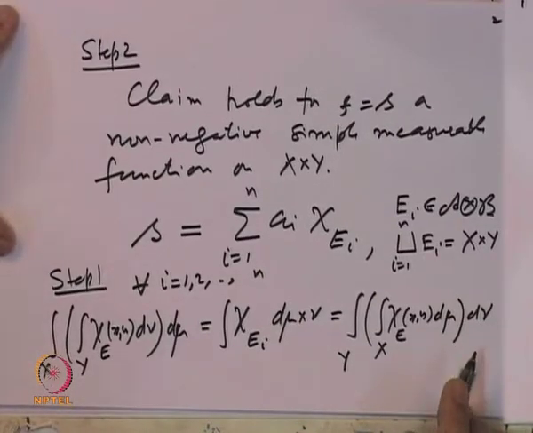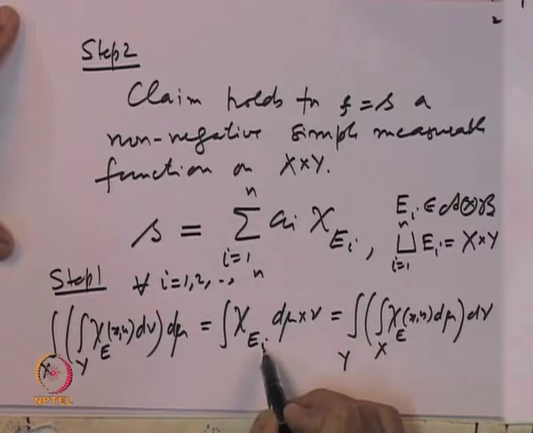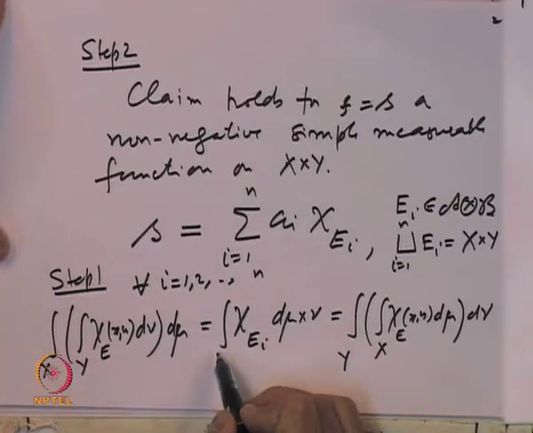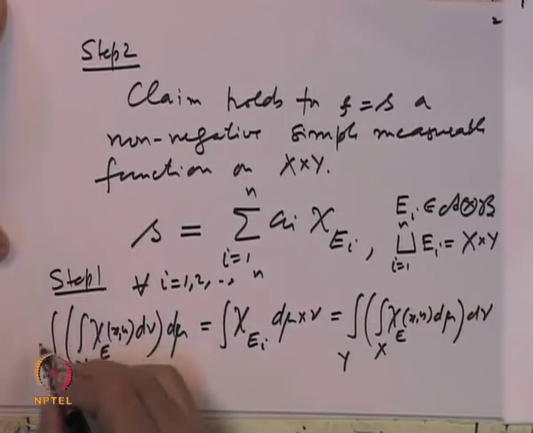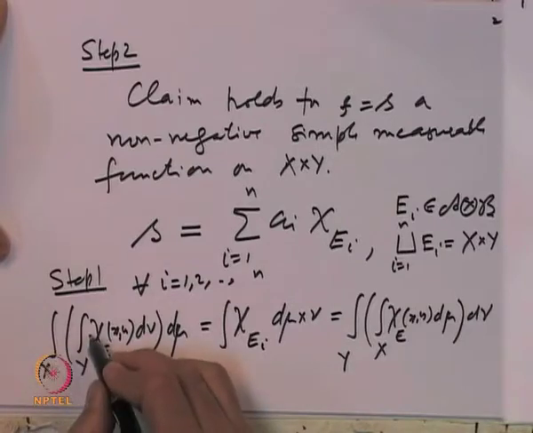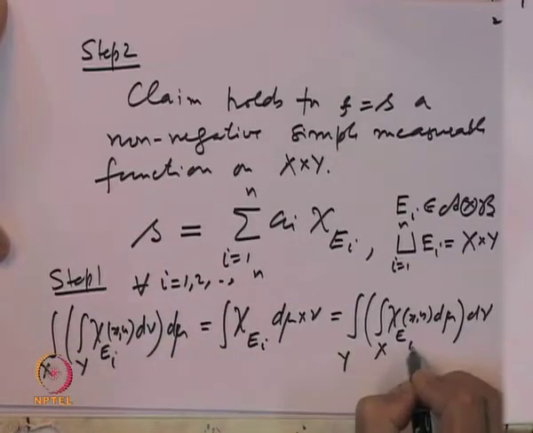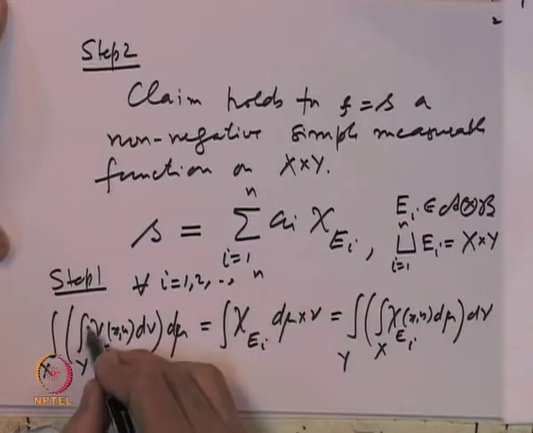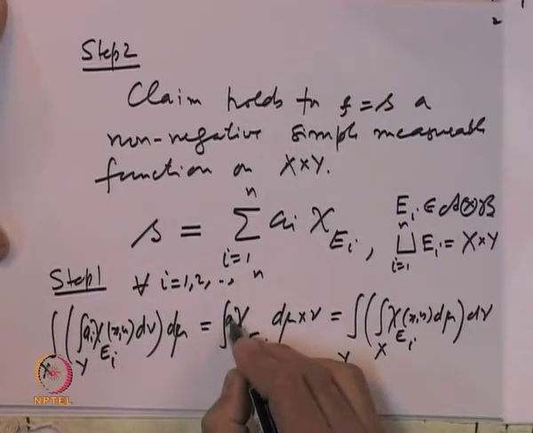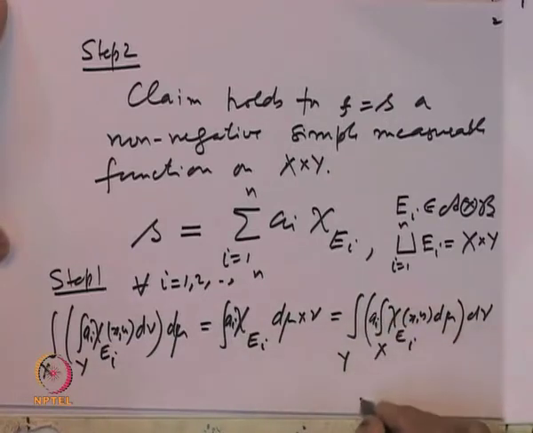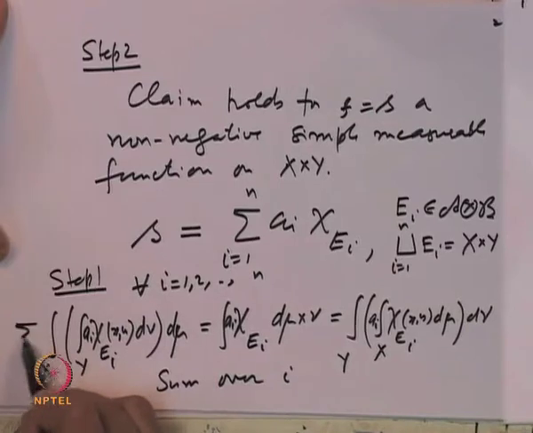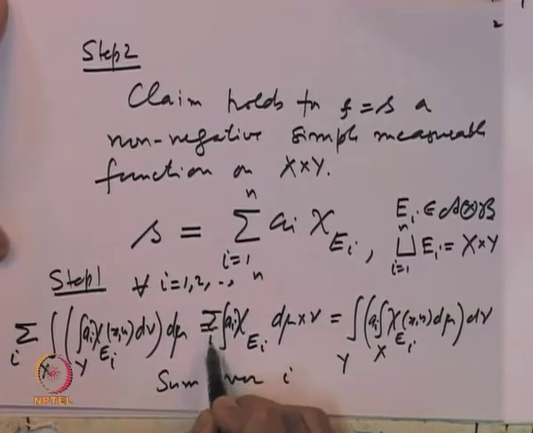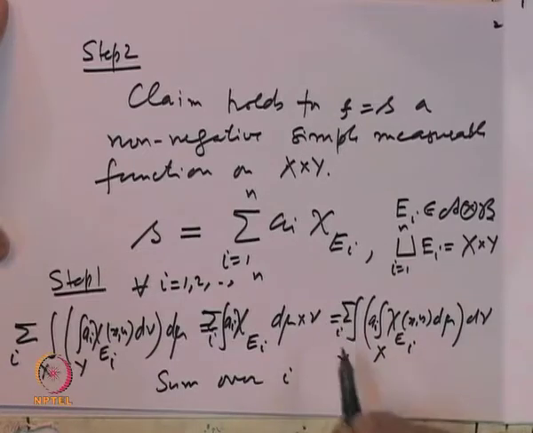Now, let us just observe, because this is true for every i and integration is linear, that means I can multiply throughout by a_i. So, this is E_i, and I can multiply by a_i here, and here, and then take the summation over i, and here also the summation over i, right.